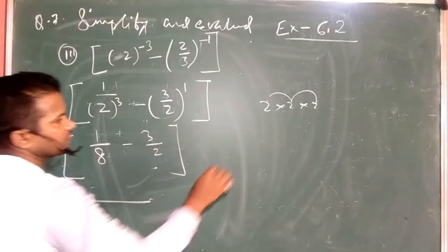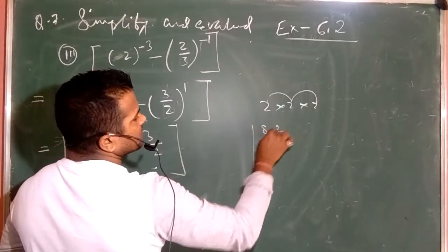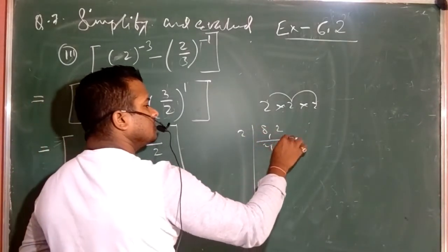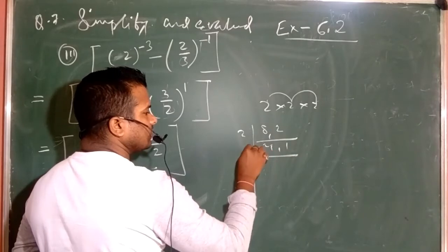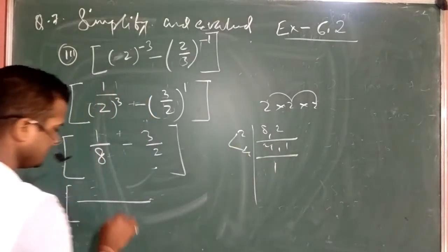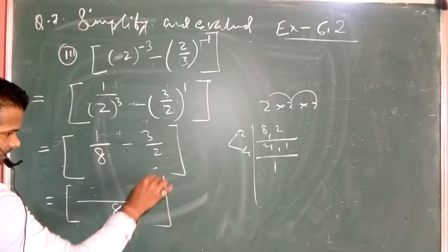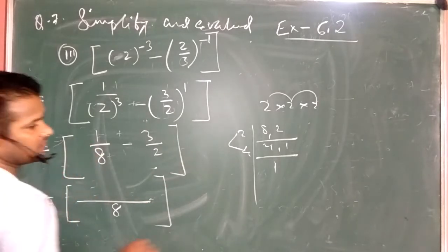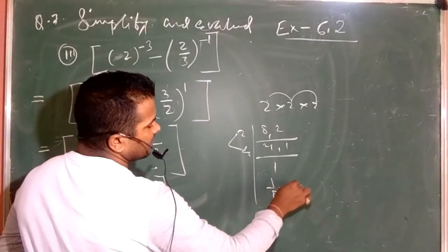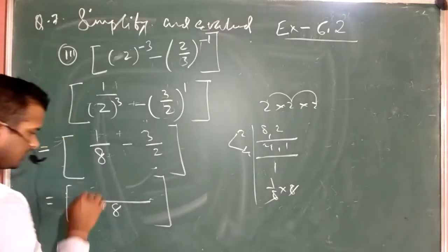Now LCM of 8 and 2. Let us take out the LCM of 8 and 2. So 2 4s are 8, 2 1s are 2. This is only 4, so 4 1s are 4. That means 4 2s are 8. 8. 1 by 8 into 8. 1 by 8 into 8. 8 8 cancels. That means 1.